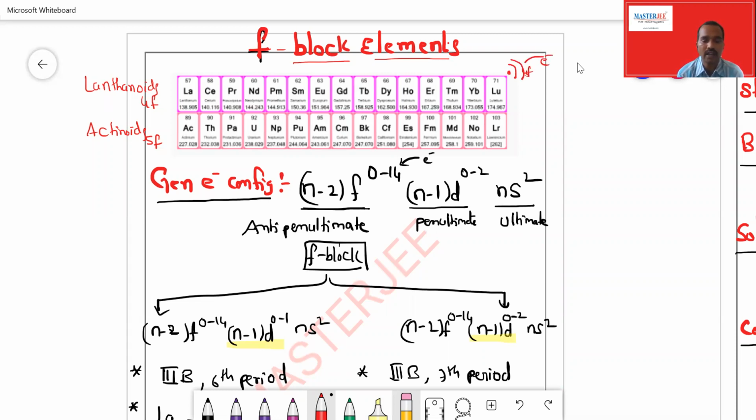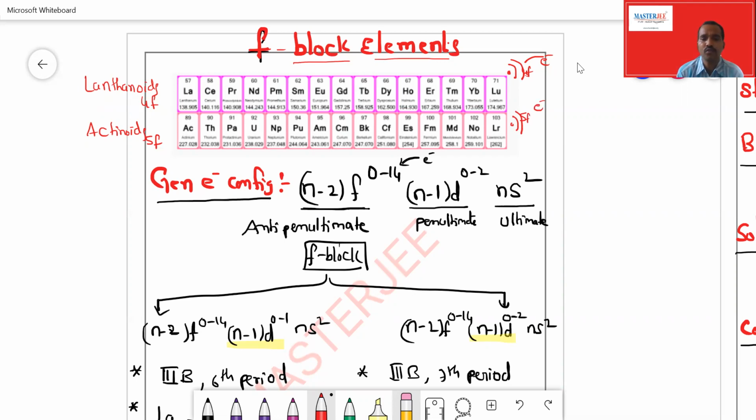Actinoids are from actinium up to lawrencium: actinium, thorium, protactinium, uranium, neptunium, plutonium, americium, curium, berkelium, californium, einsteinium, fermium, mendelevium, nobelium, lawrencium. These all come under the actinoids, the 5F series, due to the entering of the valence electron into the 5F orbital. This is the brief introduction about these F block elements.